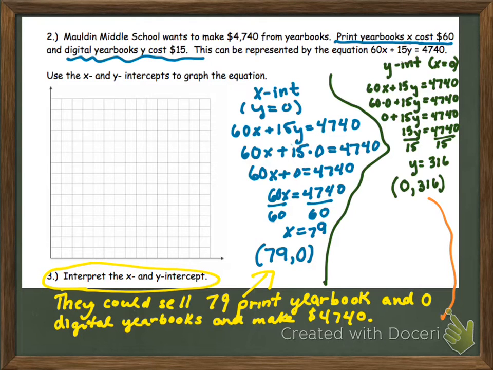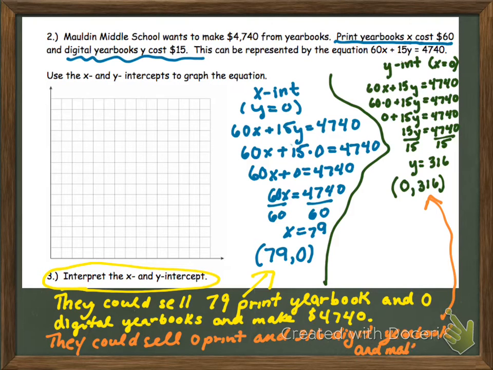Now the y-intercept means they could sell 0 print and 316 digital yearbooks and still make the $4,740. Now, of course, there's all sorts of combinations in between there. So let's take a look at that.